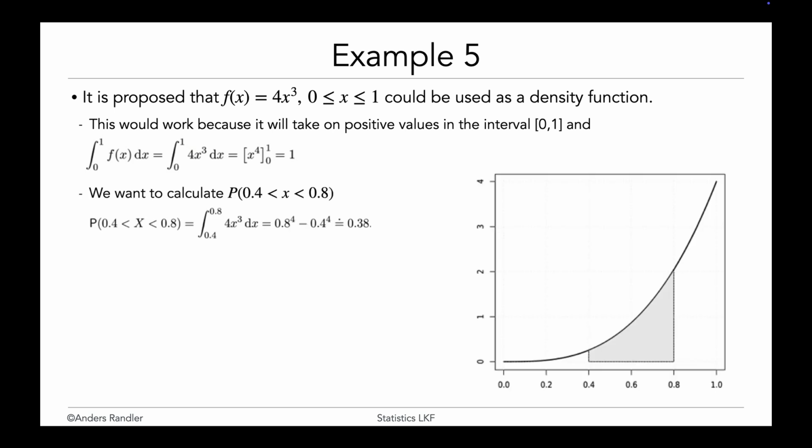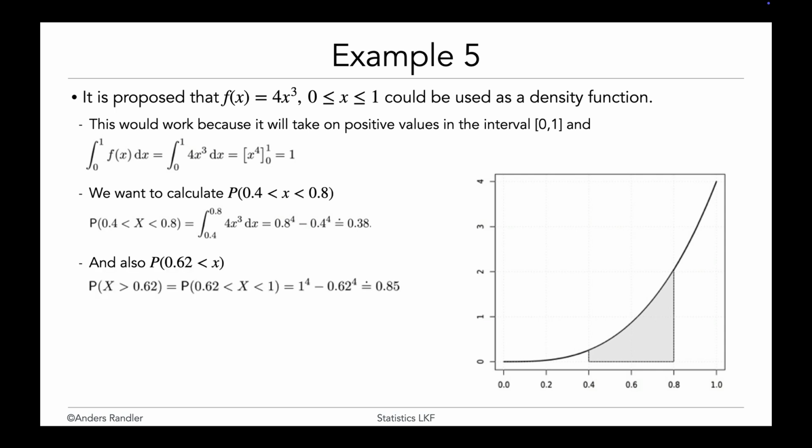And now we can then calculate what is the probability that x will be between 0.4 and 0.8. Well, we'll be using the exact same integral, using the exact same primitive function. So 0.8 to the power 4 minus 0.4 to the power 4, and that will be 0.38. This is not any kind of distribution that we will use, but this is just an example of how it could look. And if you look at this image, you can also see what we've actually done. We've calculated this area, which is 0.38.